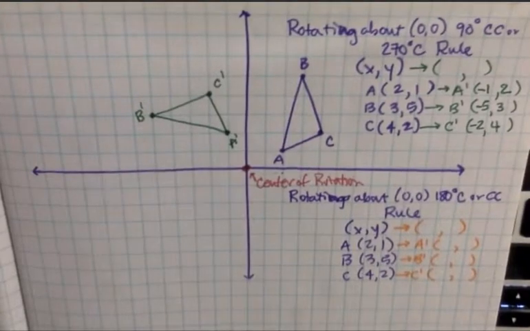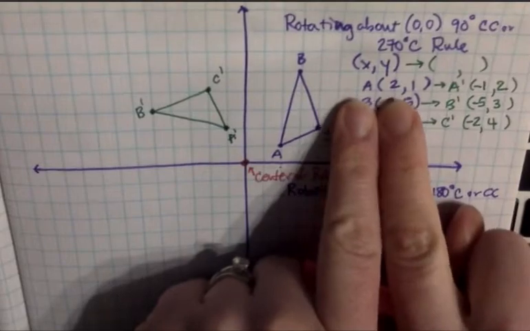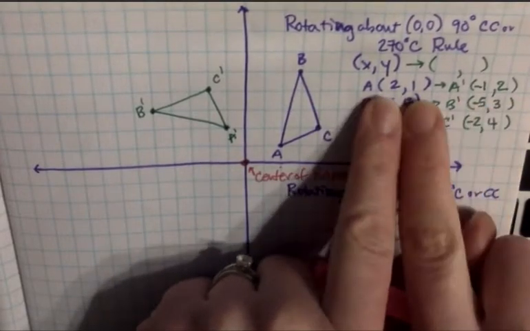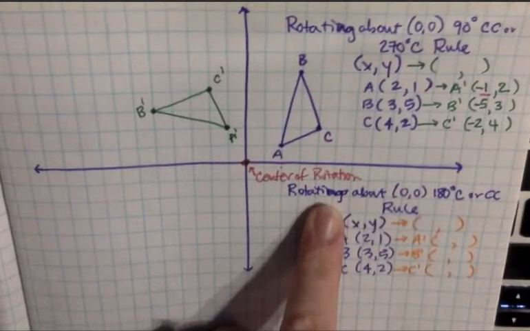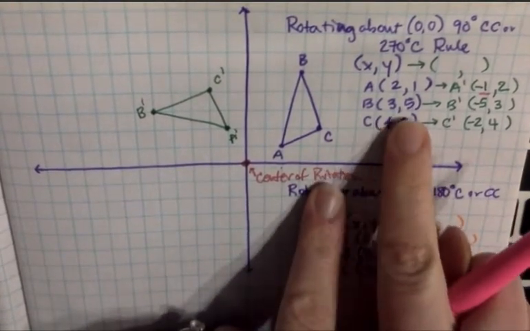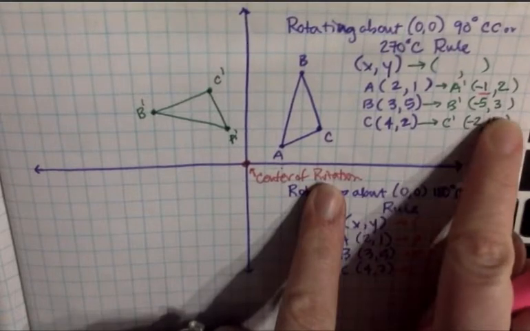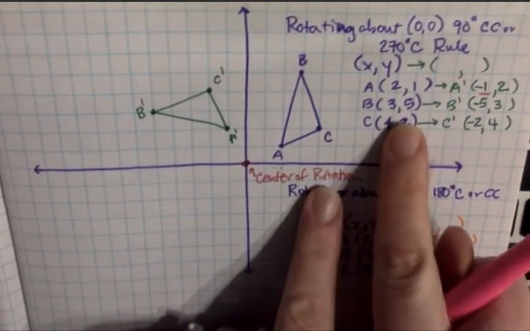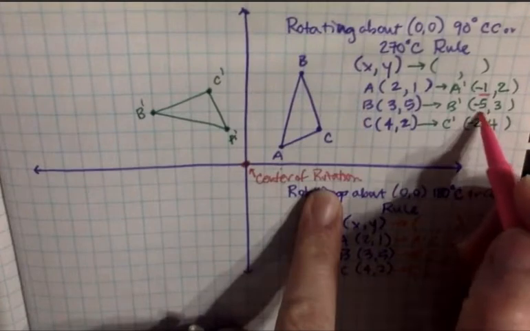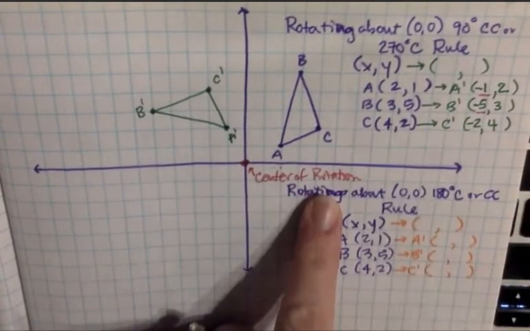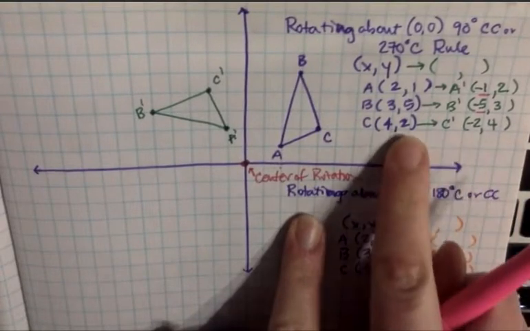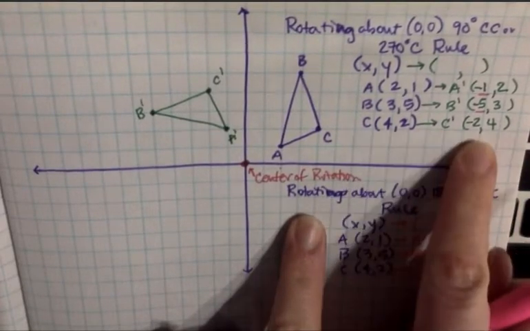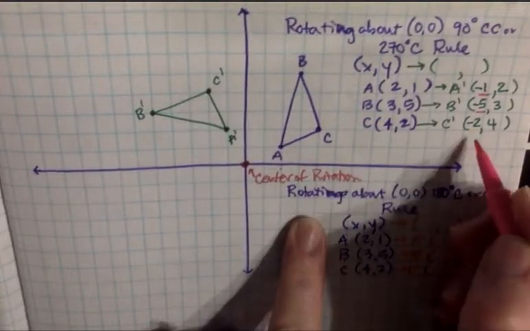So if we look at how these points have changed, we can see these points, 2, 1 became -1, 2. So they flip-flopped and the x value became negative. If we look at this next one, 3, 5 became -5, 3. Again, the points flip-flopped and the x value, which was the y value, became negative. Again, 4, 2 became -2, 4. So the 2, that former y value, when it became the x value, it became negative.